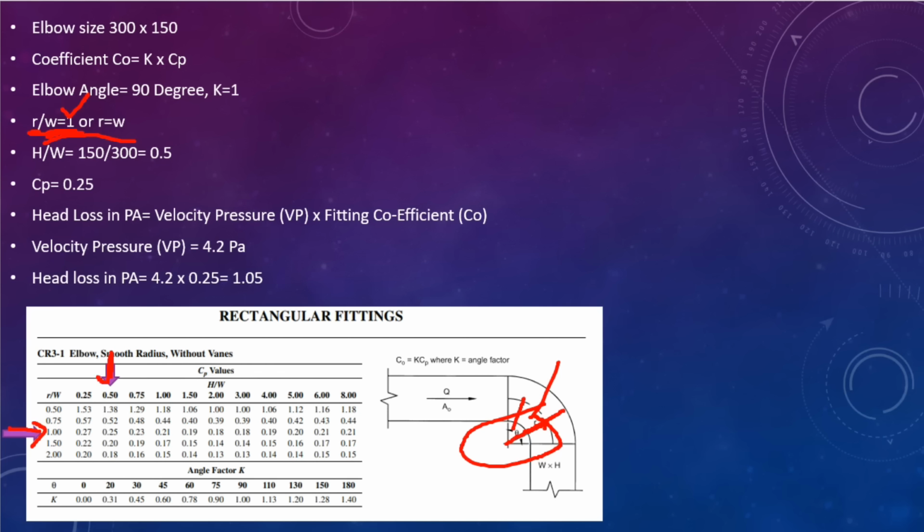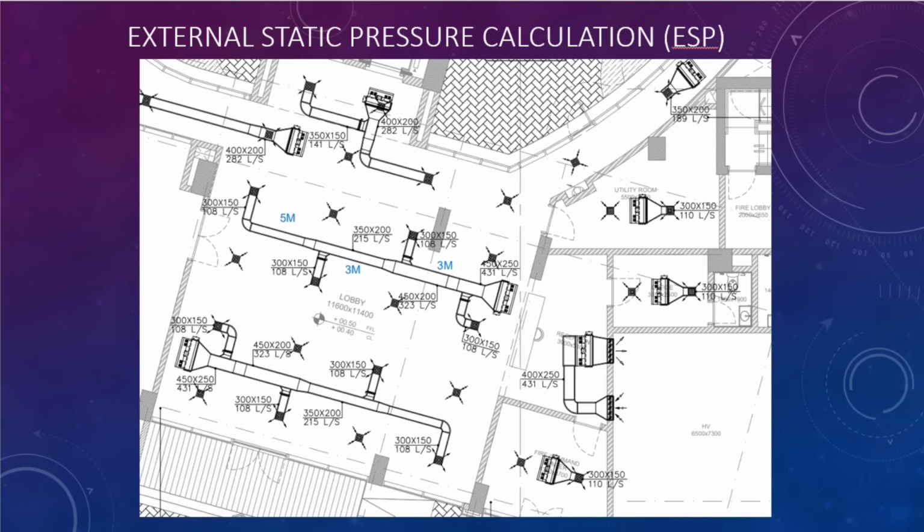And here it is 0.5. So the answer is 0.25. So that is the fittings coefficient for our case. So 0.25, and already you know the velocity pressure. If you multiply both, you will get 1.05 Pascal. It's a friction loss.